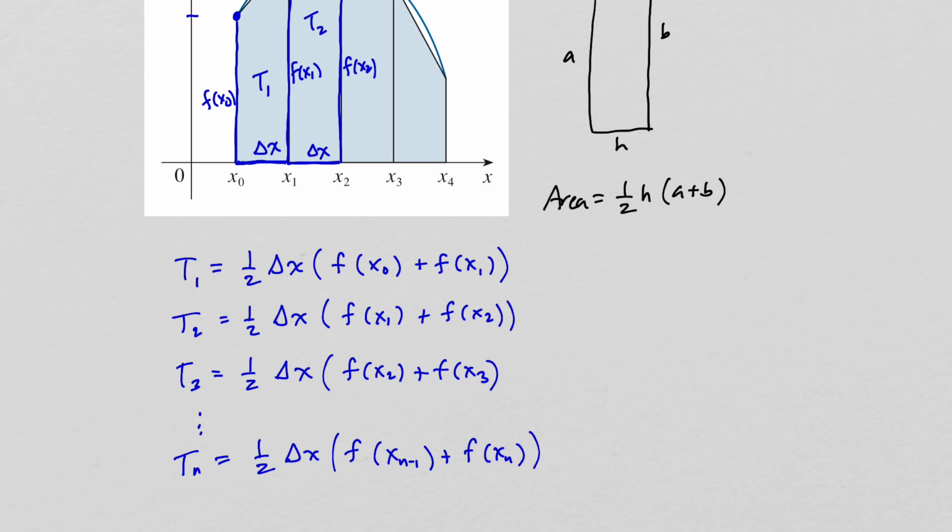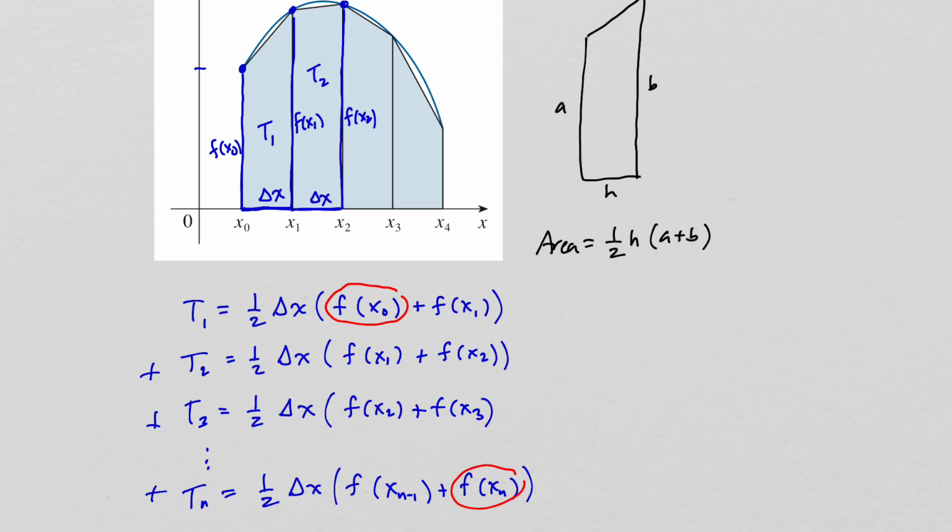Now, when you add all of these together, what's going to happen is every one of these function values gets added twice. So f of x1, f of x2, f of x3, etc. They all get added twice except for the very first one and the very last one. And that's because those lengths are only involved with one trapezoid.